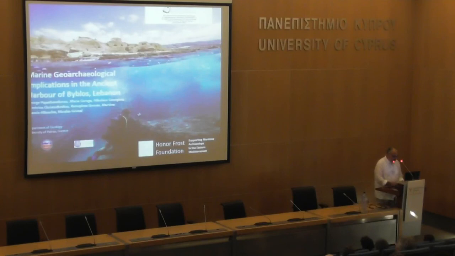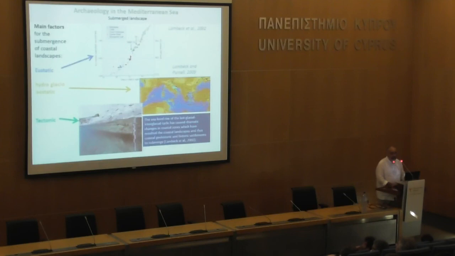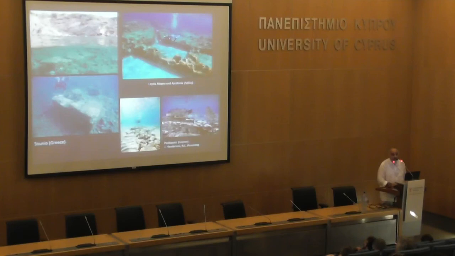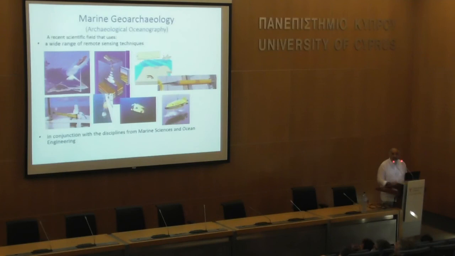You know better than me that an extended area of prehistoric landscape is now submerged under the present-day sea level due to three main factors: eustatic, hydro-glacial isostatic, and tectonic movements. There are a lot of strong archaeological indications about subsidence and/or sea level rise, or a combination of the two. In this context, a new scientific field is emerging, marine archaeology, or archaeological oceanography, as you prefer. This new scientific field uses a wide range of remote sensing techniques, from traditional sub-bottom profiling systems, side-scan sonar, and magnetometer, to ROV and even AUV, autonomous vehicles, always in conjunction with disciplines from the marine sciences and ocean engineering.